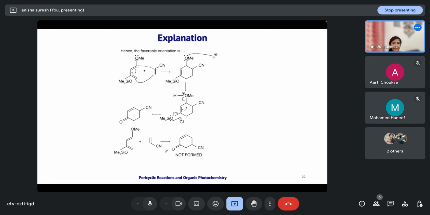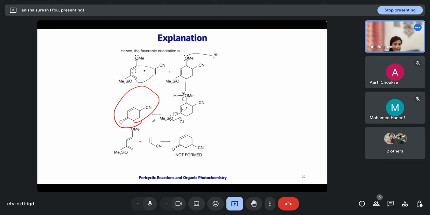Okay, and the reaction will be taking place in this fashion. This will attack here and we will be getting this product. Now in acidic condition, the Cl minus, which has affinity towards the silyl group, will abstract the silicon, and this OMe will be protonated. So the bond pushing will be taking place in this fashion, giving the final product.